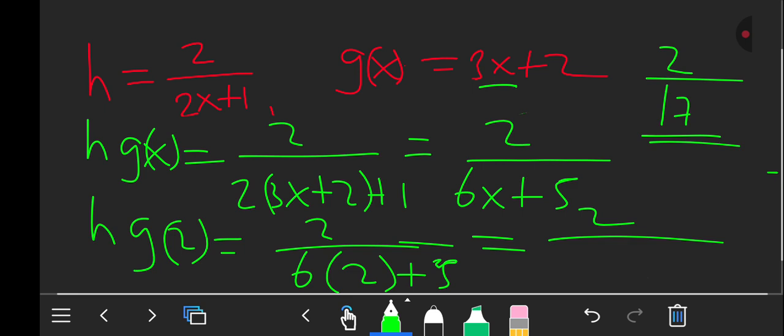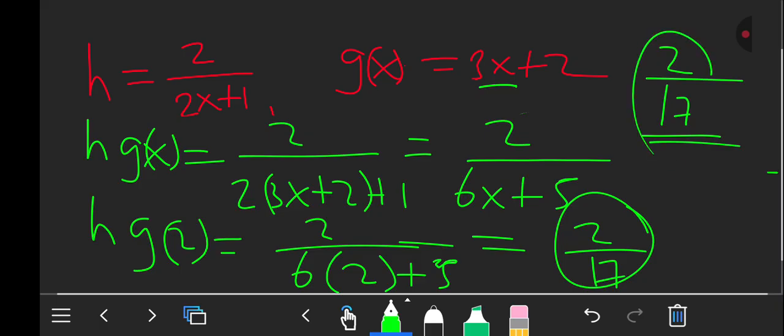So it will be 6 times 2, that is 12. 12 plus 5 gives us 17. In short, we have 2 over 17 also. So it is 2 over 17, which is the same answer we get when we do it the short way. You just substitute 2 there, then you come to substituting in the first function, which is h. So basically, this is it about composite functions.